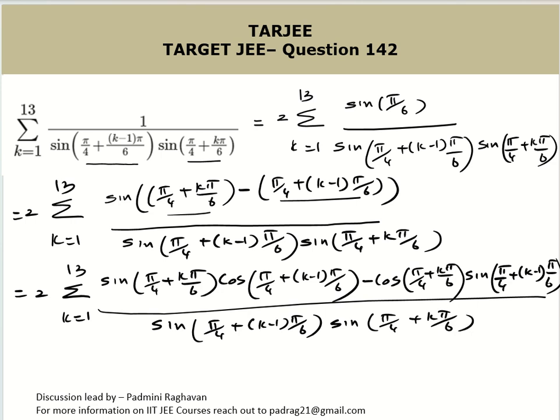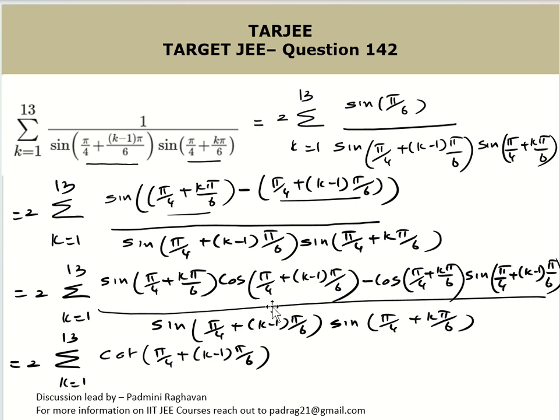Now let us split the terms. The first term will become summation k is equal to 1 to 13. On top you have sine of this into cos of this, divided by this. Sine of pi by 4 plus k pi by 6 will get cancelled. You will be left with the cos divided by sine. The angle is the same. Cos by sine will give us a cot. So my first term is going to be cot of pi by 4 plus k minus 1 times pi by 6.